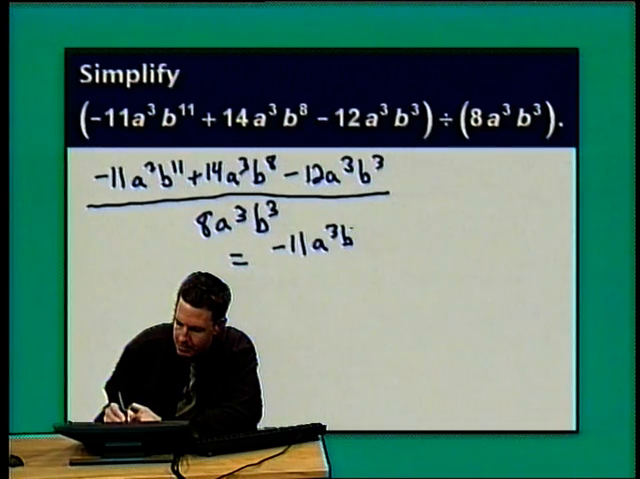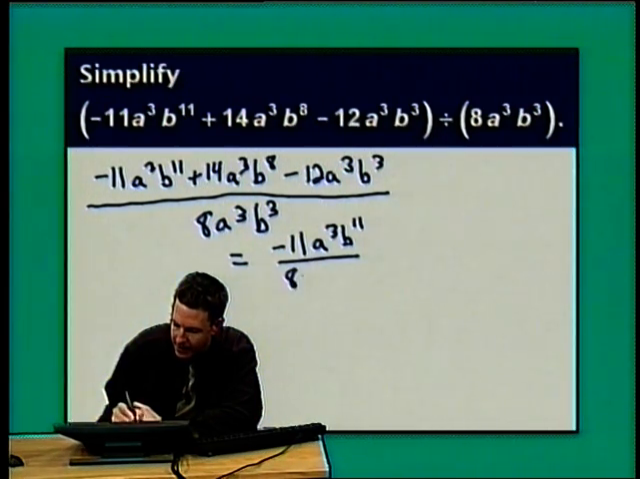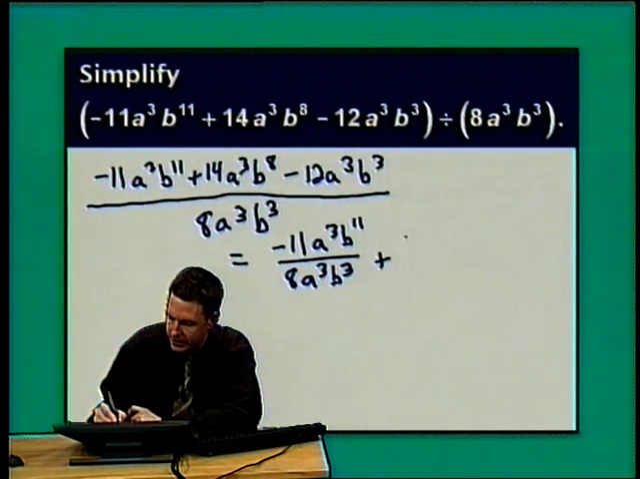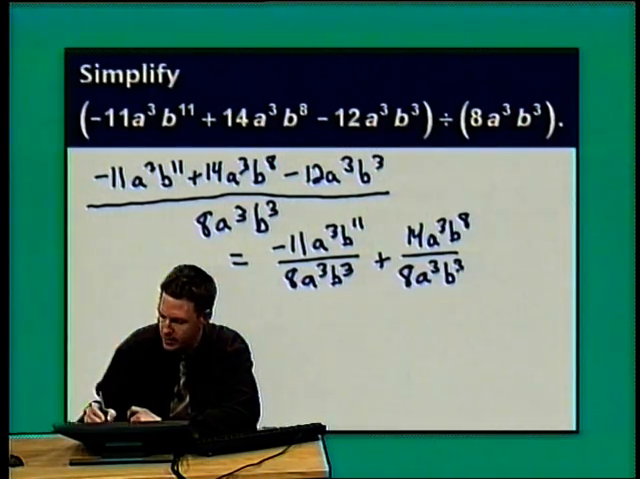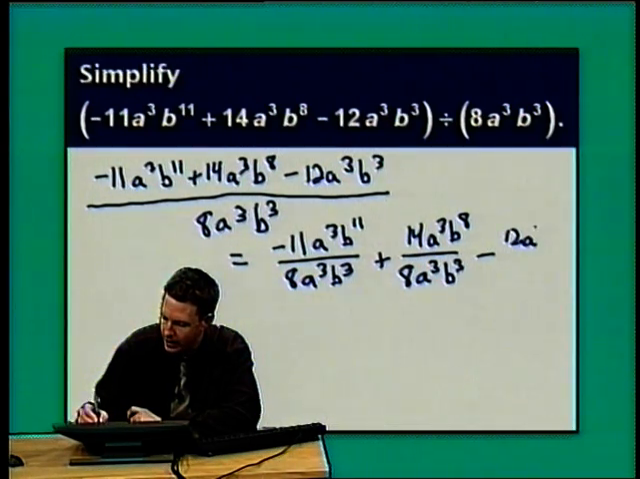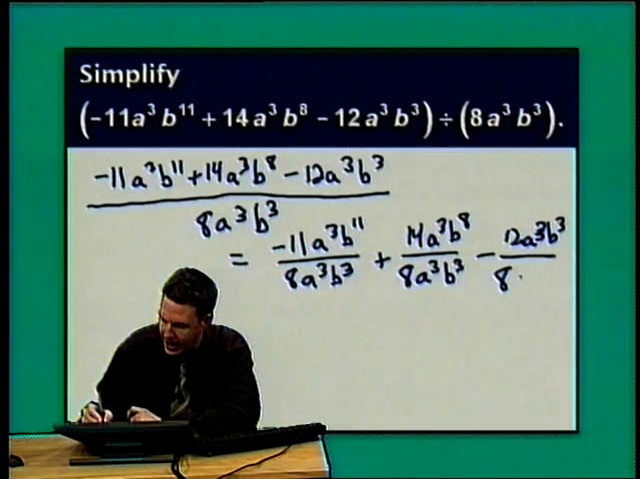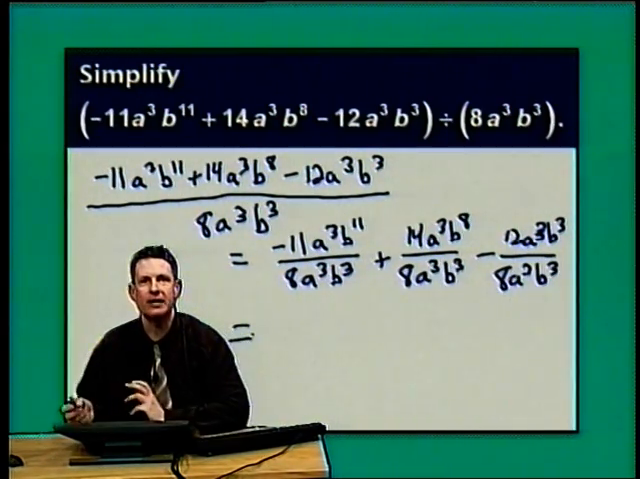-11a cubed b to the 11th divided by 8a cubed b cubed plus 14a cubed b to the 8th divided by 8a cubed b cubed minus 12a cubed b cubed divided by 8a cubed b cubed.